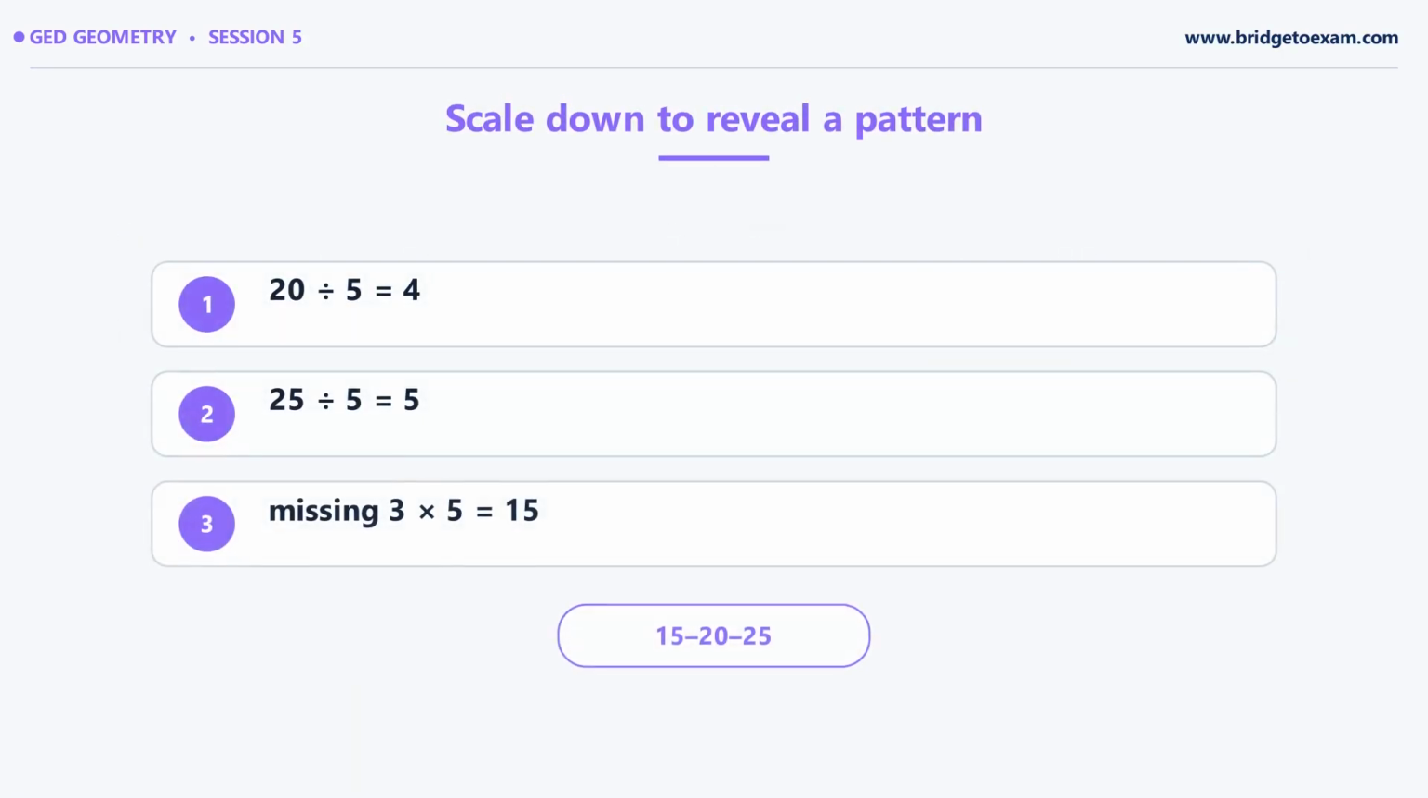Suppose a triangle has a leg 20 and hypotenuse 25. Divide both by 5 to see 4 and 5 from the 3, 4, 5 pattern. The missing base value is 3, so scale it back by 5. The missing leg is 15. Scaling down can make a familiar triple easier to spot.